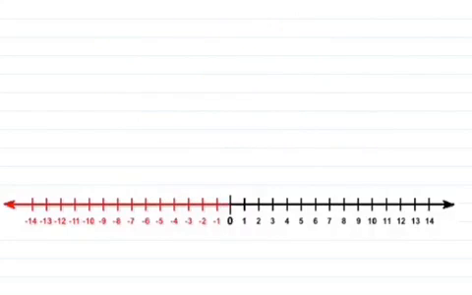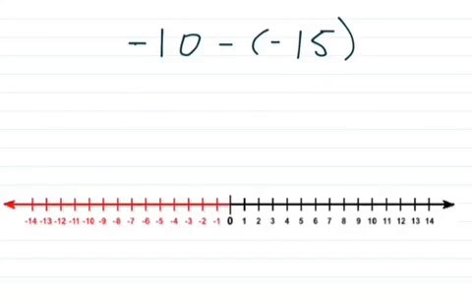So let's try another one over here. Let's try a -10. Let's go with a higher value. And let's subtract a -15. Let's see what we get here. So again, we know where we start. We start at -10. It's on the number line. We're not doing anything about that one. I can just rewrite it as -10.